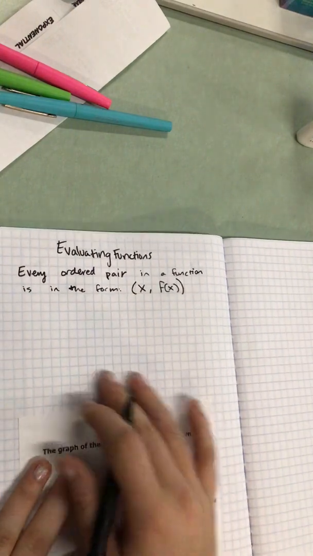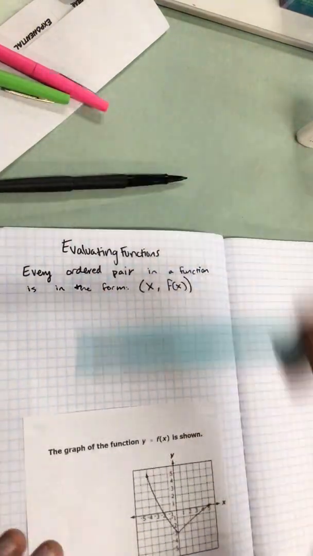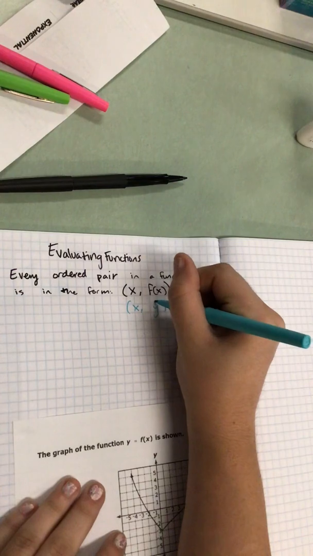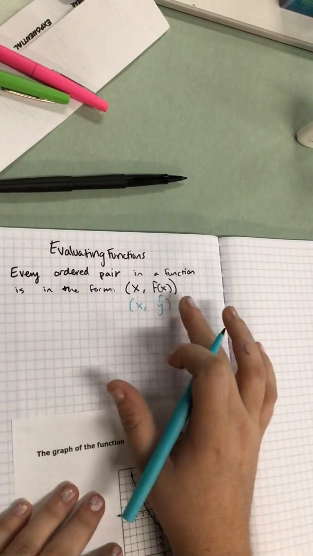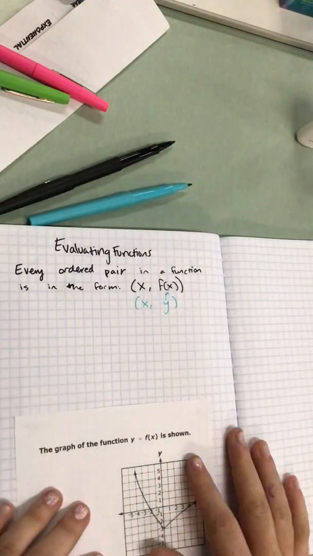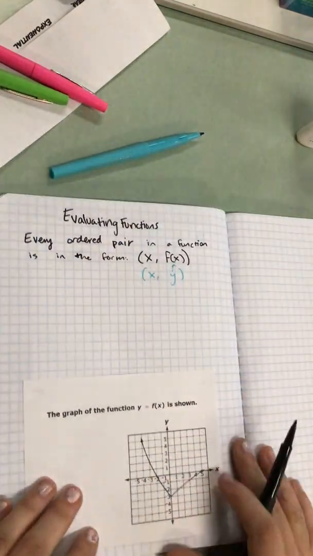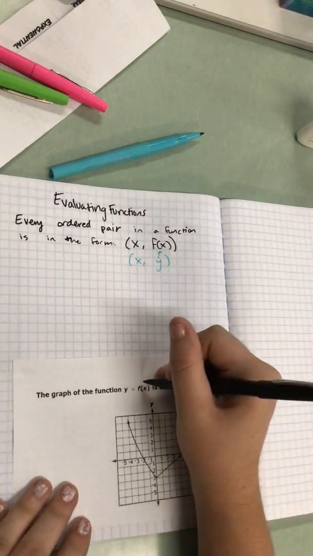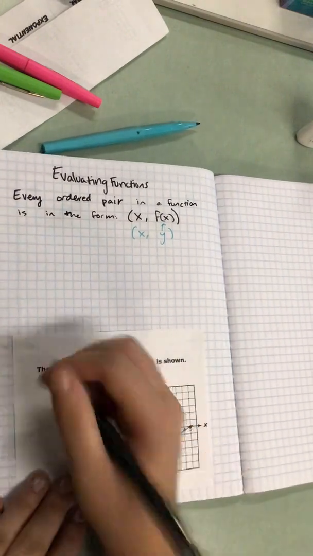Every ordered pair in a function is in the form x comma f of x, which we're used to seeing as x comma y. Actually, this is exactly what this is. But instead of y, we're going to now call it f of x, the function using x, or the solution when you plug in x to a function. So in this case, the graph of the function y equals f of x is shown. So we have this beautiful graph. Let's try to evaluate some values.